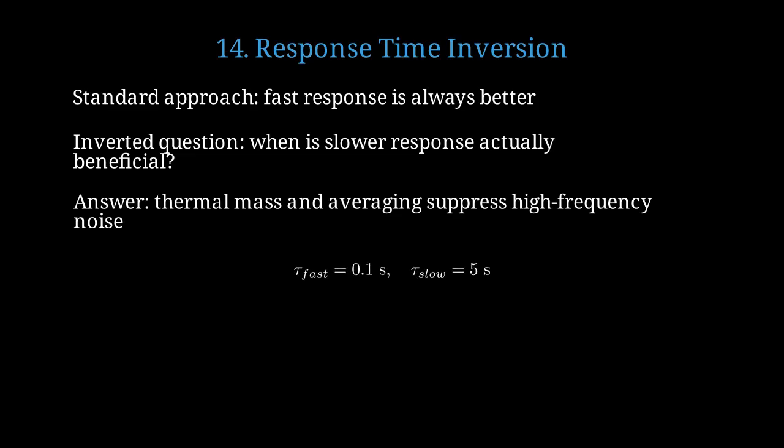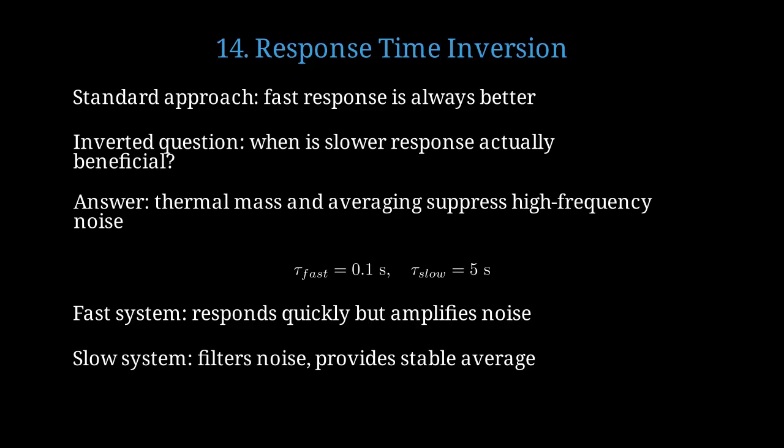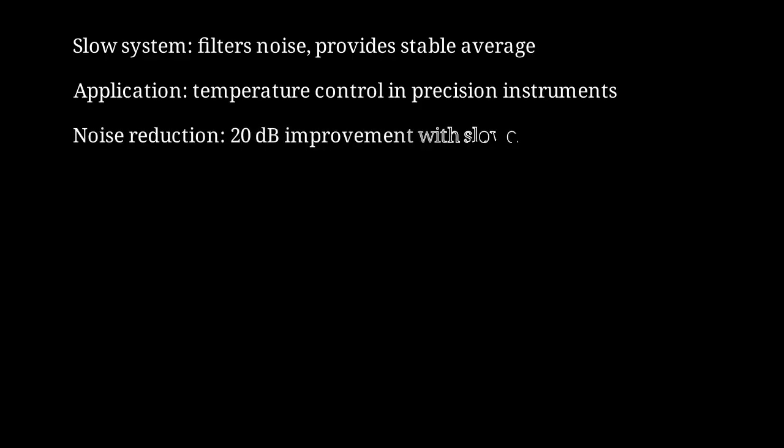Consider a fast system with time constant 0.1 seconds versus a deliberately slow system with time constant 5 seconds. The fast system responds quickly to set point changes, but also amplifies every noise spike. The slow system acts as a low-pass filter, providing a stable average output that rejects high-frequency disturbances. Applications include temperature control and precision instruments, where stability matters more than speed. Noise reduction of 20 decibels has been achieved simply by deliberately slowing the thermal response.